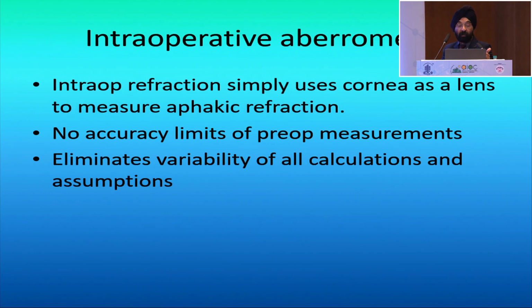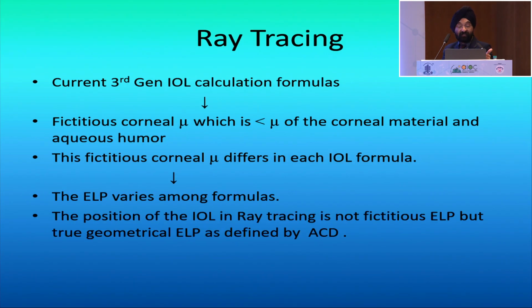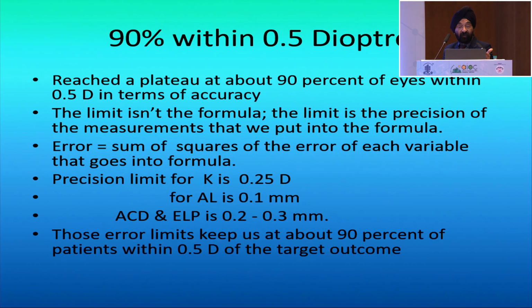What is the role of intraoperative aberrometry? With intraoperative aberrometry, there is no accuracy limit of preoperative measurements, and it eliminates variability of various calculations and assumptions like refractive indices. Ray tracing uses a different corneal refractive index.